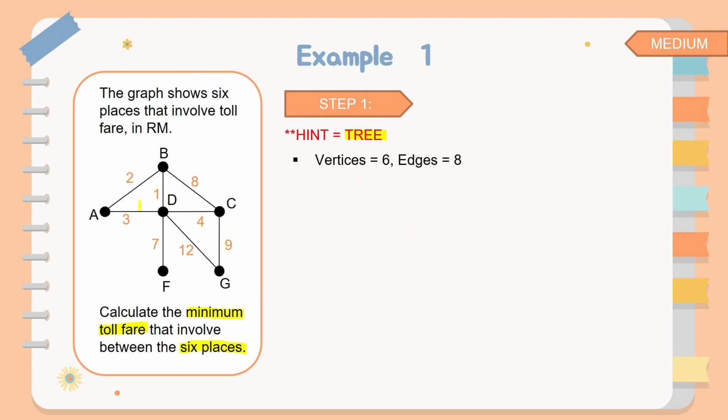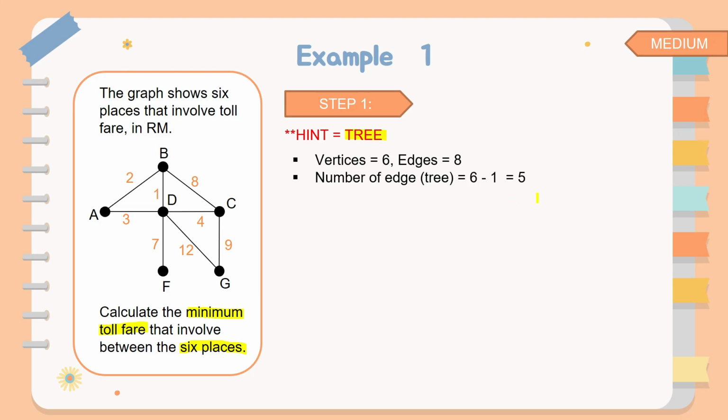Next, if we take a look at this graph, there are 6 vertices and 8 edges: 1, 2, 3, 4, 5, 6, 7, 8. Next, we calculate how many edges are needed to draw a tree. The number of edges for a tree is equal to the vertices minus 1, which is 6 minus 1 equals 5.